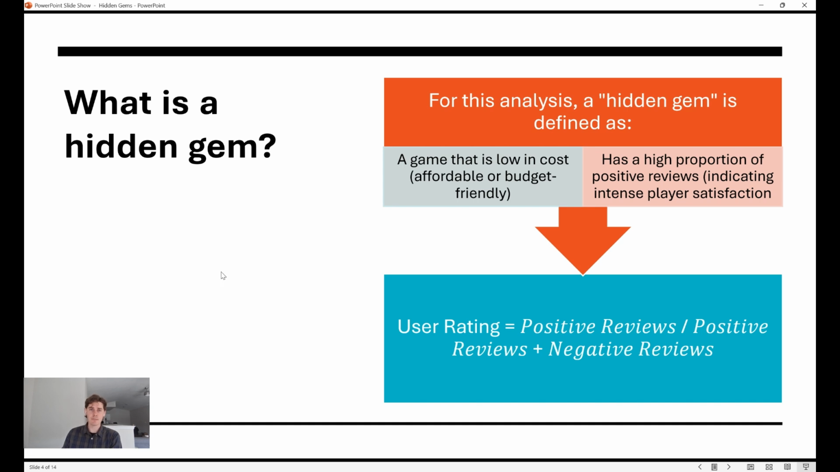So what is a hidden gem? A hidden gem is a game that is low in cost, but has a high proportion of positive reviews. And we define user rating to be positive reviews over total reviews.